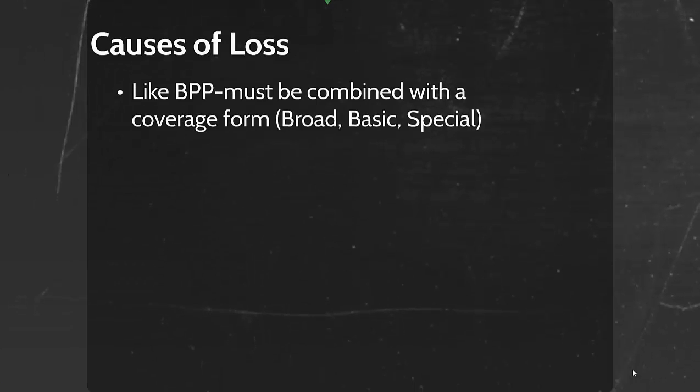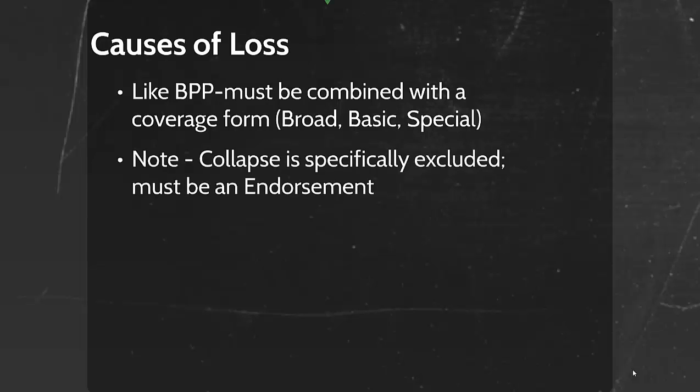Causes of loss. Like the BPP, the builder's risk policy must be combined with a coverage form: broad, basic, or special form. Note that collapse is specifically excluded. Collapse of a building, however, can be covered by adding the builder's risk collapse during construction endorsement. The endorsement, in return for an additional premium, reinstates the collapse coverage and extends it to collapse during the course of construction, remodeling, or renovation.